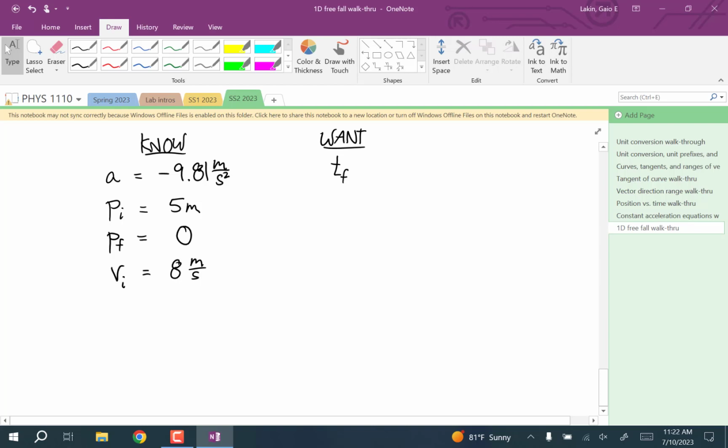Okay, so now we have to see if there's an equation that'll let us solve for this. So pause the video and see if you can find an equation that'll work. Well, the equation that'll work to calculate time final is this one. P final is equal to P initial plus V initial t final plus 1/2 a t final squared.